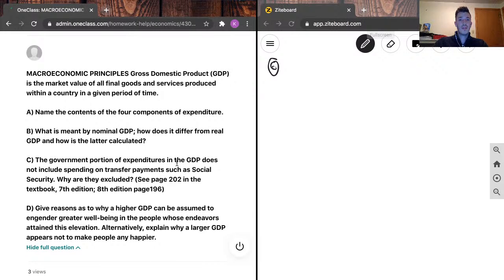Macroeconomic principles. Gross domestic product is the market value of all final goods and services produced within a country in a given period of time. A, name the contents of the 4 components of expenditure.